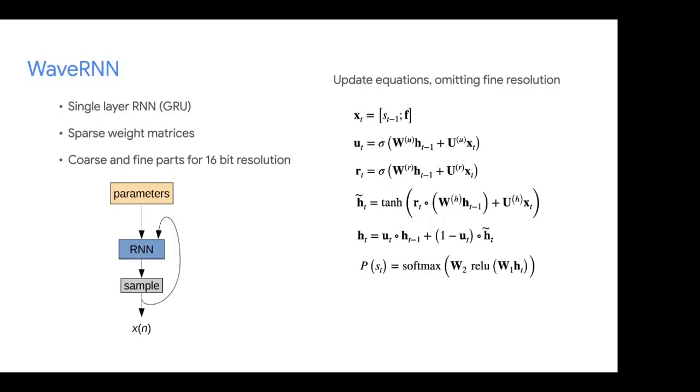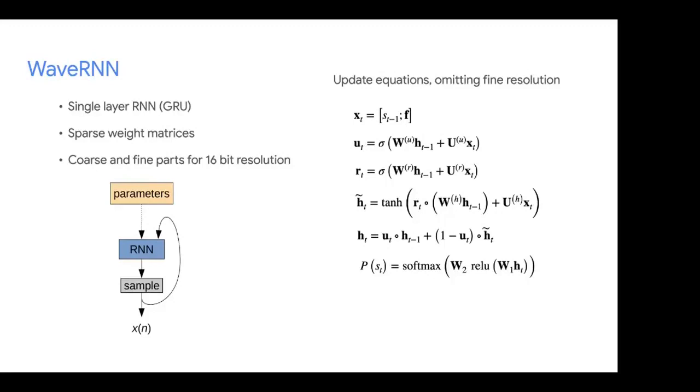And so in WaveRNN, you replace the entire convolutional net with one single GRU, which is a complexity reduction compared to SampleRNN. And another thing to get the complexity down is to have sparse weight matrices. So many of these multiplications will be zero, so you can omit them, and also you don't have to store them.